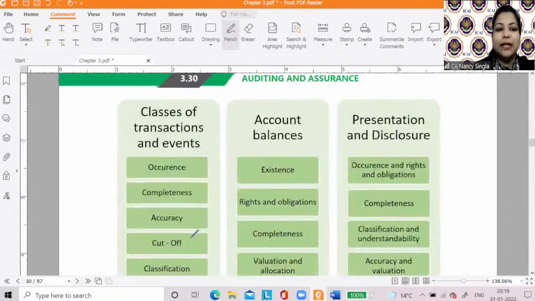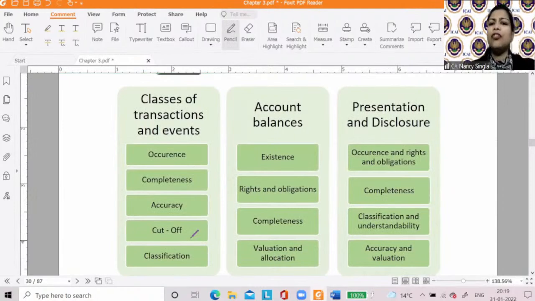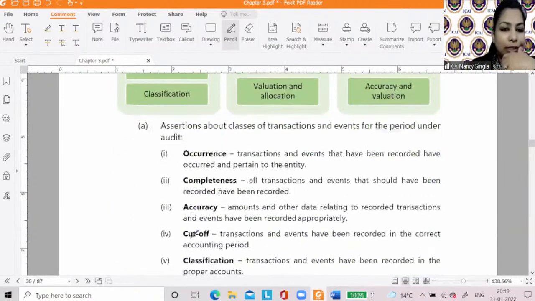If you remember, I just told you that there are certain transactions that have taken place during the year. So the assertion with respect to those. Then there are certain account balances that are appearing in the balance sheet. So the assertion with respect to those. And then there are certain disclosures. So the assertion with respect to those. Be with me, you will be able to understand this in detail.